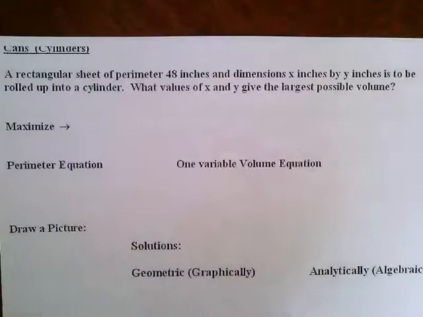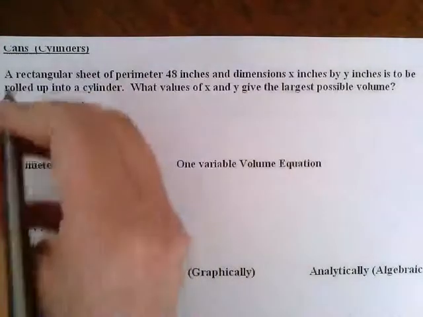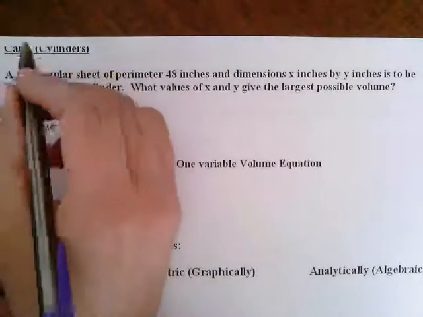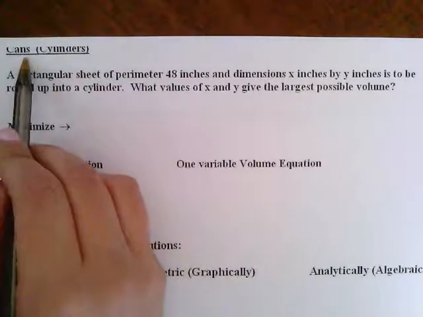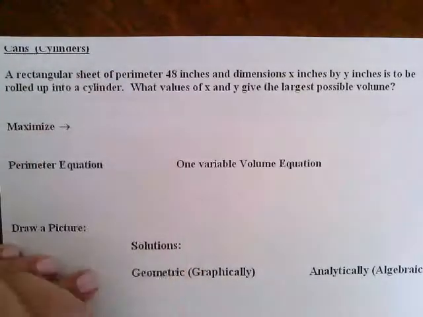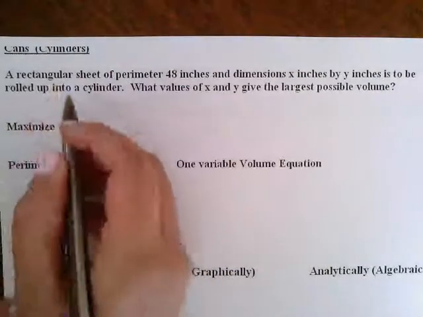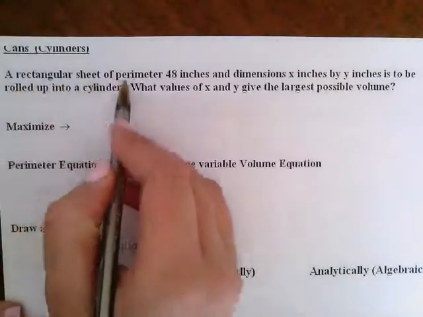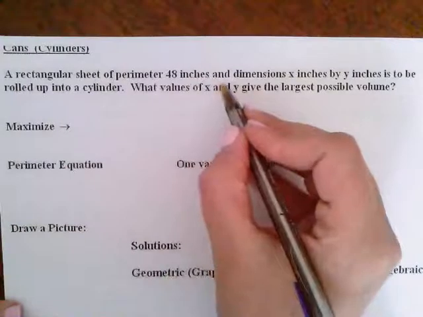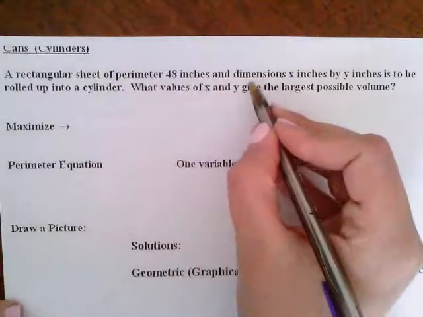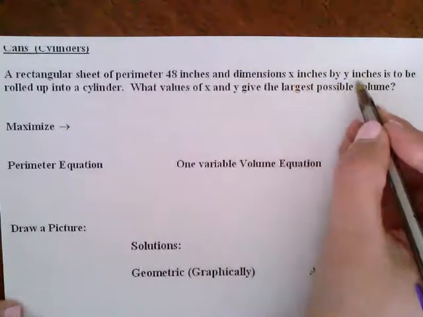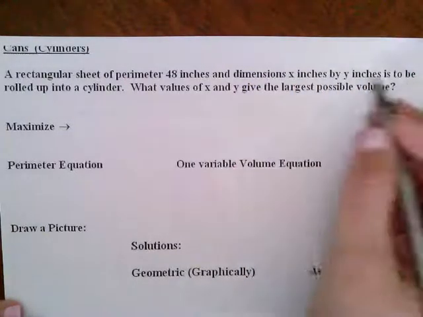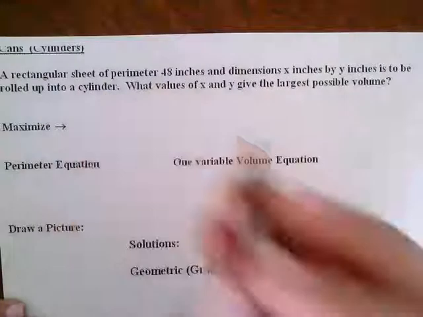Okay, so this is part 2 of section 4.4. We left off with this story problem dealing with cans, aka cylinders, and let's get right to it. A rectangular sheet of perimeter 48 inches and dimensions x inches by y inches is to be rolled up into a cylinder.